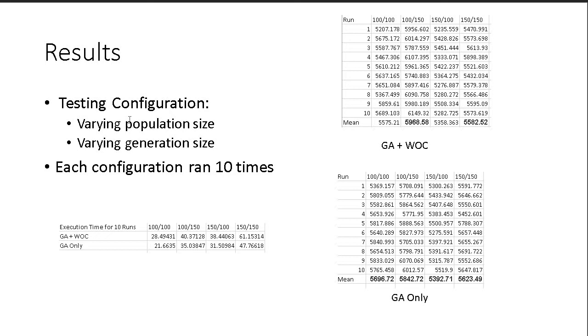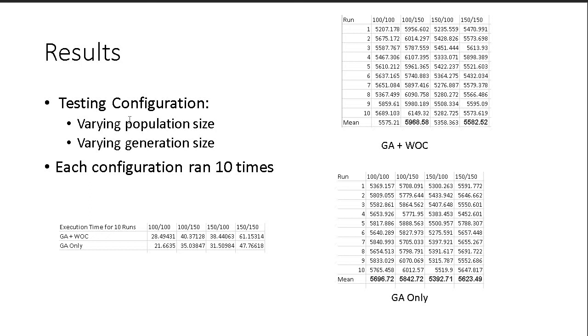As you see on the right side, we have a table. If you notice the horizontal headers, 100 over 100, 100 over 150, and so on, what that means is the first column represents 10 runs for population size 100, generation size 100. The second column, 100 over 150, means population size 100 and generation size 150, and so on. Each row represents the optimal path that was found at the end of each run in terms of total cost.